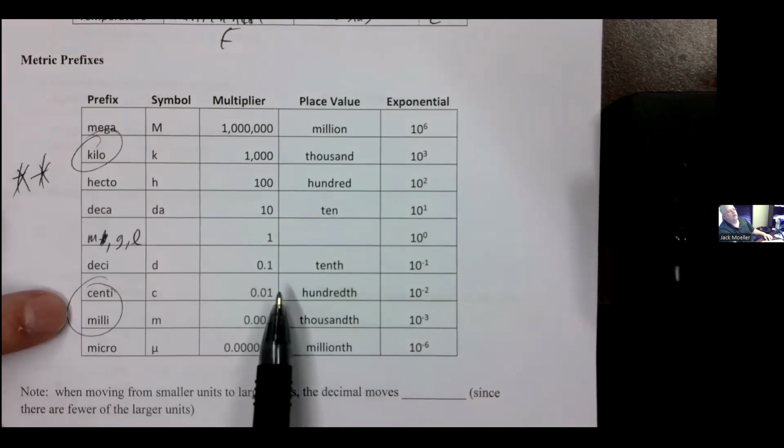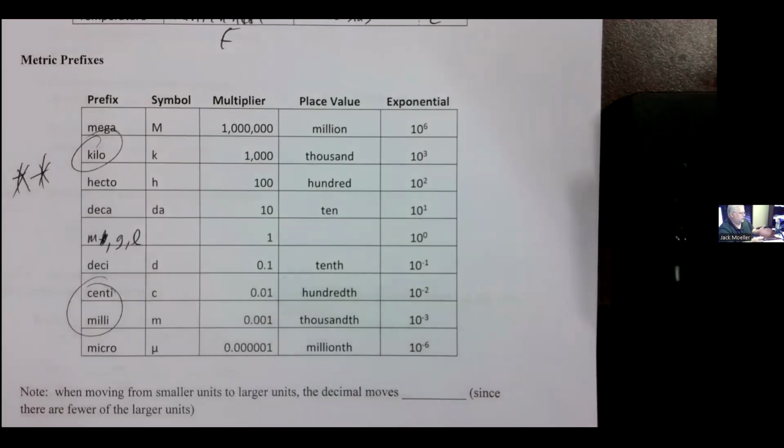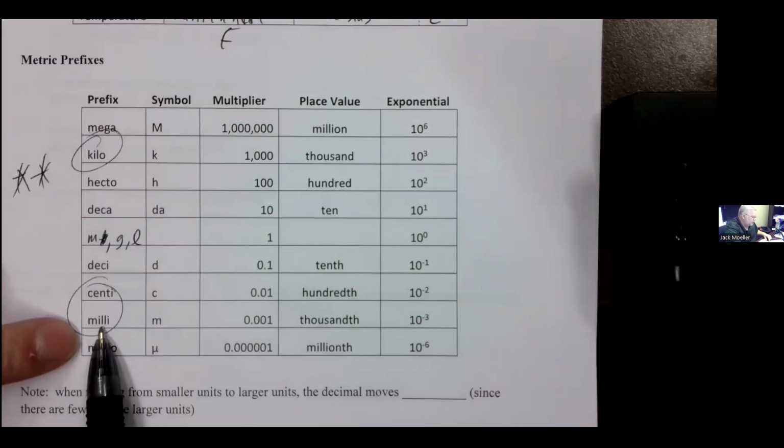So if you take that meter stick, that's a little bit bigger than a yardstick, you'll notice that it's numbered 1 through 90, because there's 100, and they don't have 100 on the end, but there's 100 centimeters in a meter stick. And then milli, that's 1/1000th.